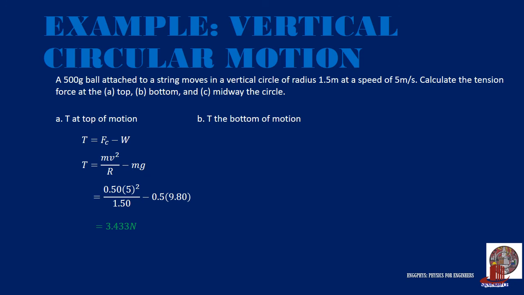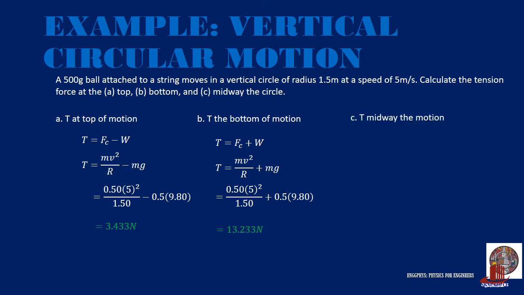Tension at the bottom will have the opposite operation. That would be T is equal to F sub c plus W. Having it expanded the same as mv squared all over r plus mg would give us our values 0.5 times 5 squared all over 1.5 plus 0.5 and 9.8, giving us 13.233 newtons. And halfway the motion, left or right, we take T is equal to mv squared all over r, which would simply be 0.5 times 5 squared all over 1.5, giving us the answer 8.333 newtons.